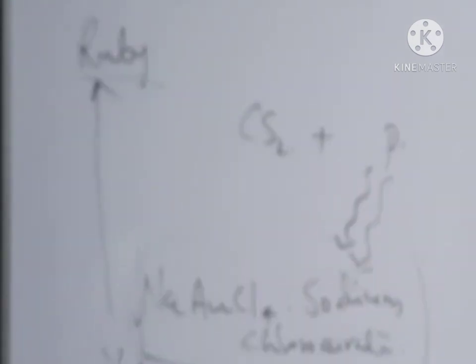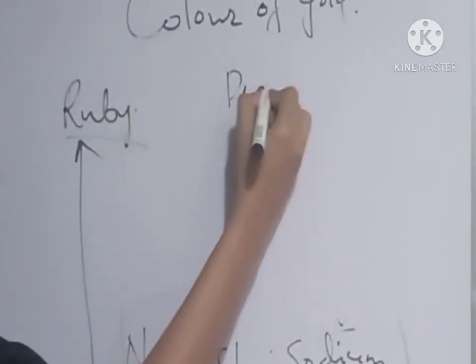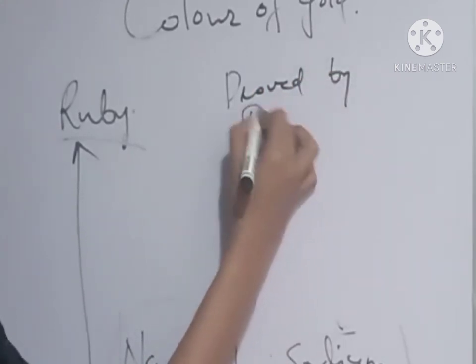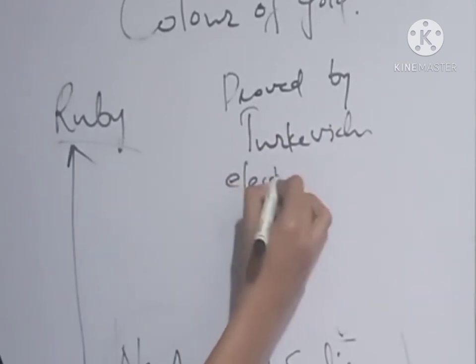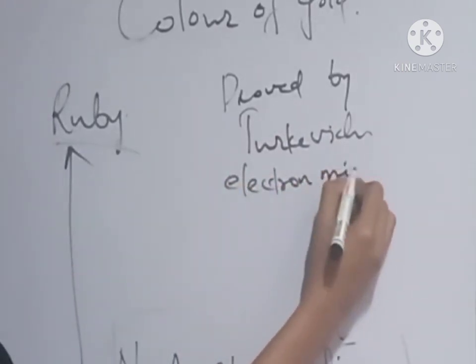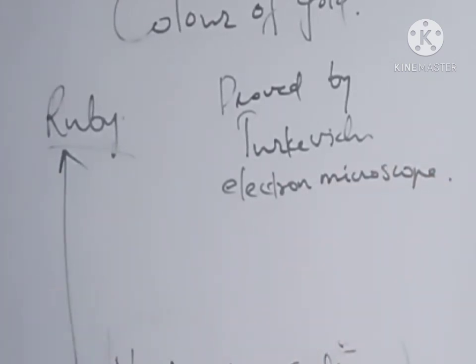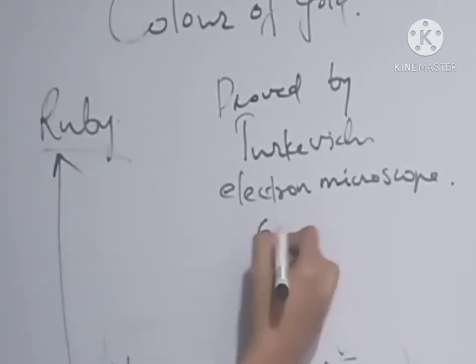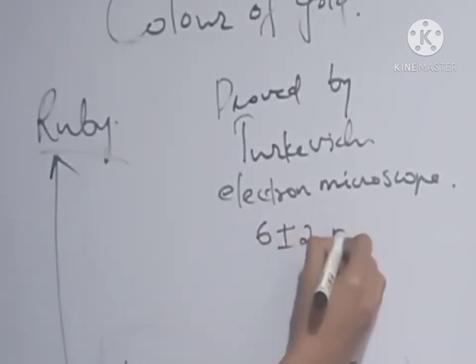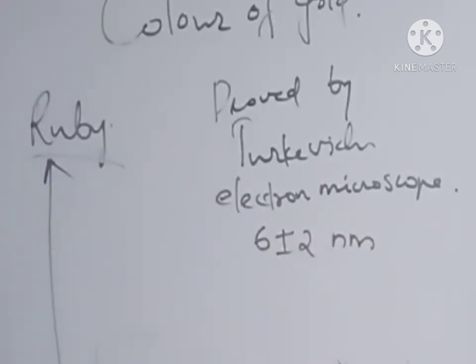Later, the experimental conclusions and observations by Faraday were proved by Turkevich using an electron microscope. He found out that the colloidal dimension of the gold particle is about 6 plus or minus 2 nanometers. Okay, this was all about the history of nanoparticles.